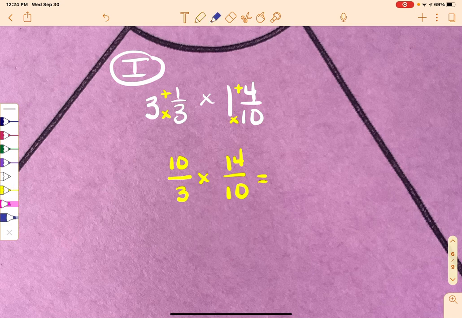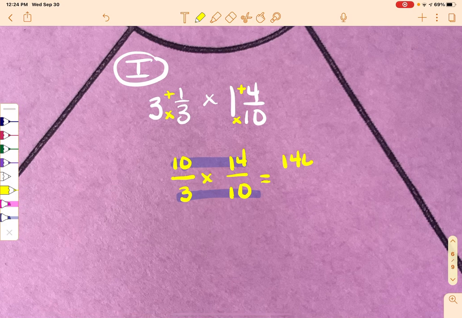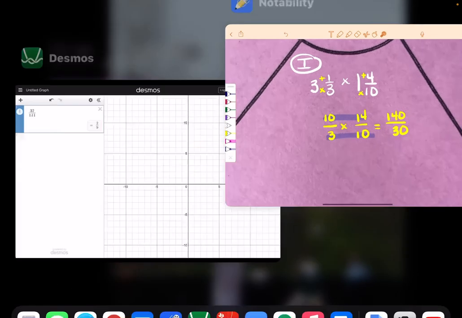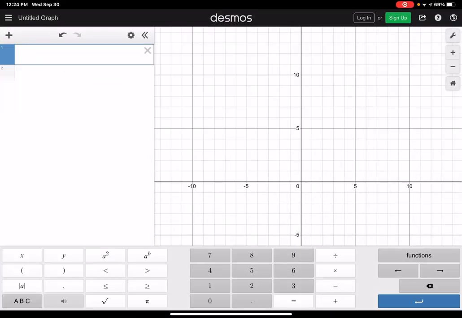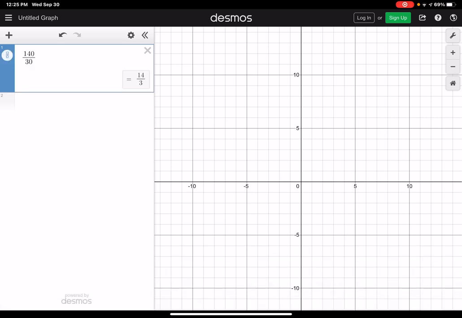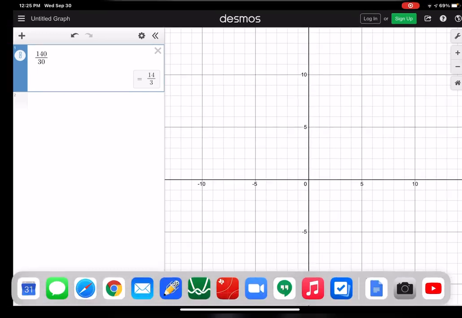So before I can do anything else, I've got everything changed into the fraction form that I need. So now I can multiply across. So 10 times 14 is 140. 3 times 10 is 30. So we're going to take this to Desmos. So 140 over 30 reduces down to 14 over 3. Good news, it reduced. The other news is the top number's bigger than the bottom, so we're going to have to divide it out.